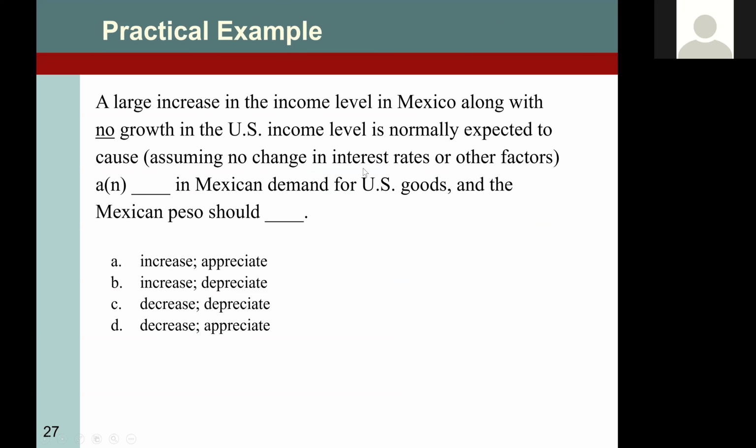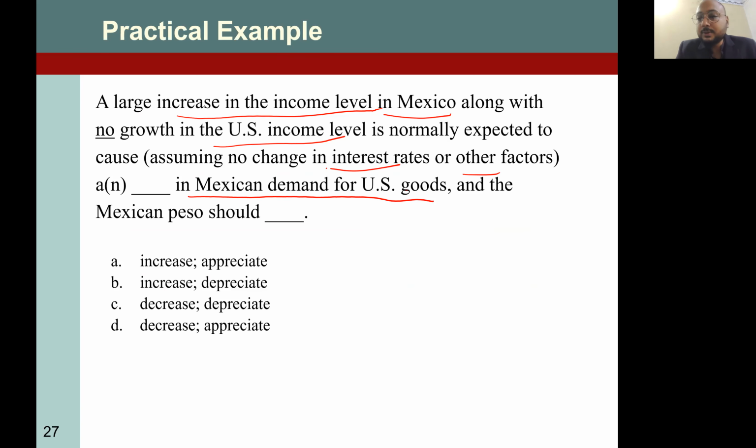If you understand this, please answer this practical example here. Those who are watching online, please pause the video and read it by yourself. I'm also reading for you. A large increase in income level in Mexico, along with no growth in the US income level, is normally expected to cause, assuming no change in interest rate and other factors, which means we are changing only one factor, just the income level, an increase in Mexican demand for US goods, and the Mexican peso should depreciate or appreciate. Simple. No need to tell me. I'm pausing the video here and we will discuss the answer after resuming.